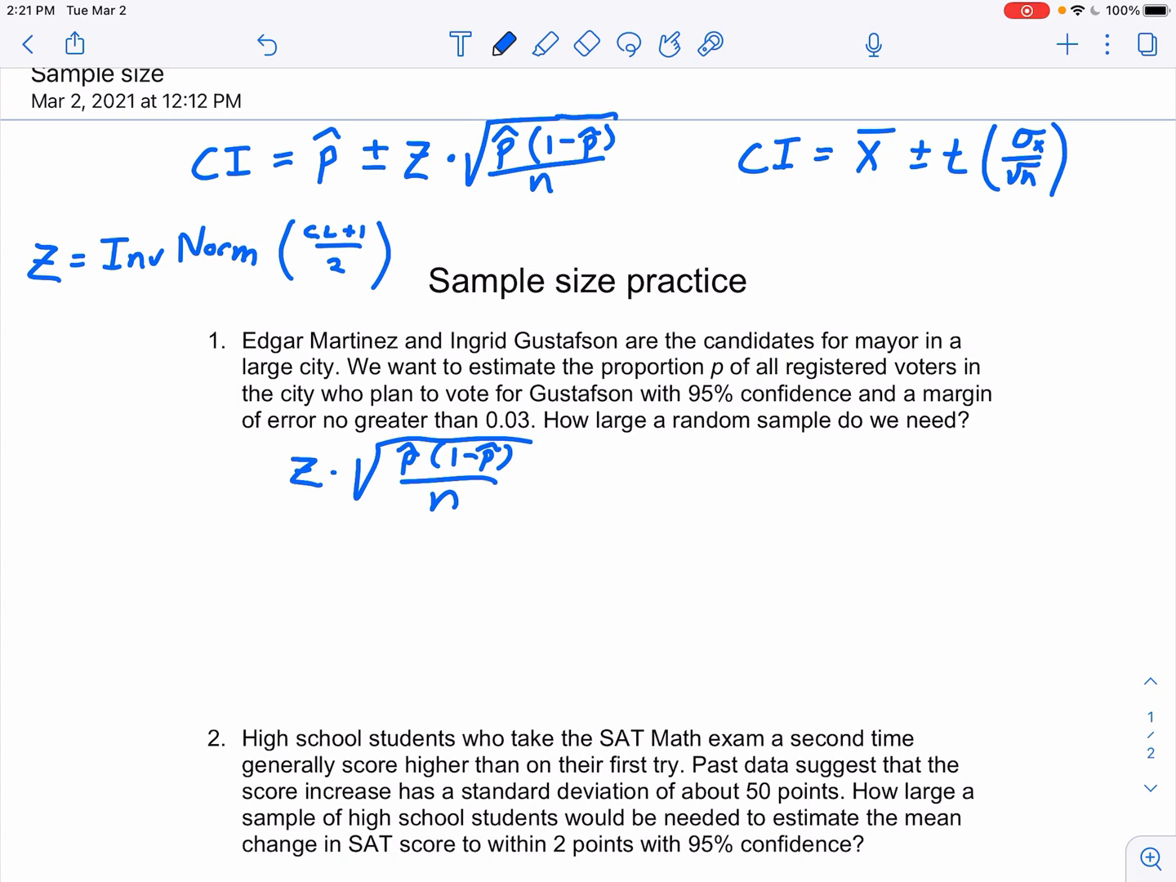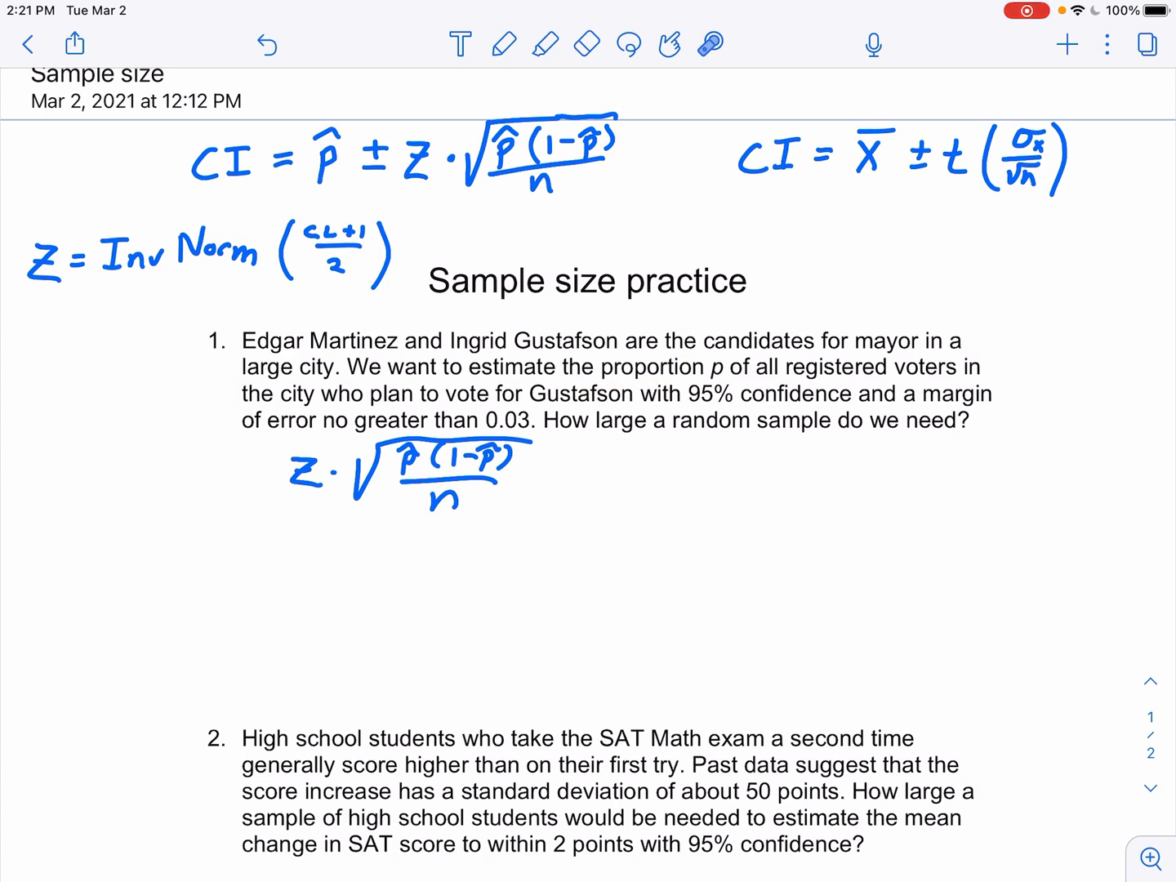Now, when we're not given a P, we're going to use 0.5, because 0.5 times 0.5 is 0.25. That'll get us the largest numerator we can have, right? Because like 0.4 times 0.6 is 0.24, right? So we want the largest numerator we have, so we need the largest denominator to get how large of a random sample we need. So we're going to use 0.5 when we're not given a P.